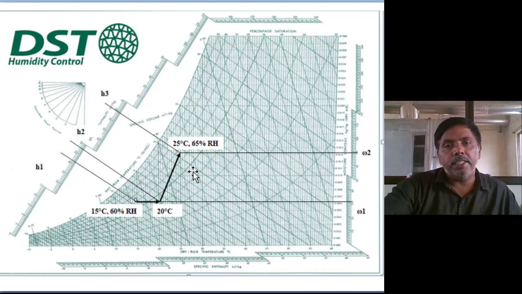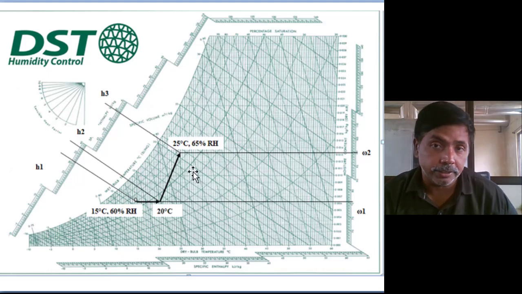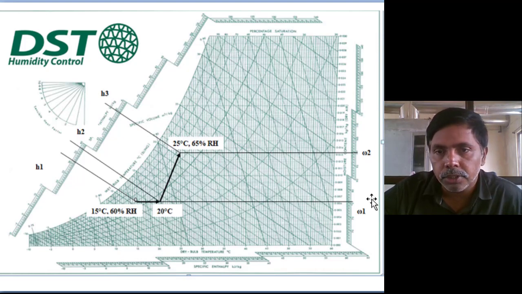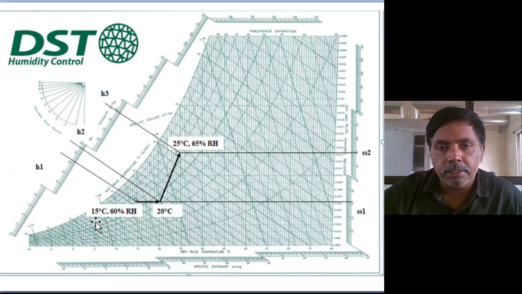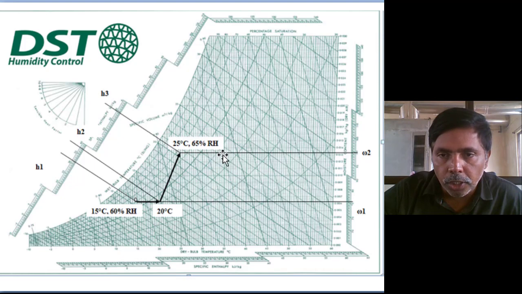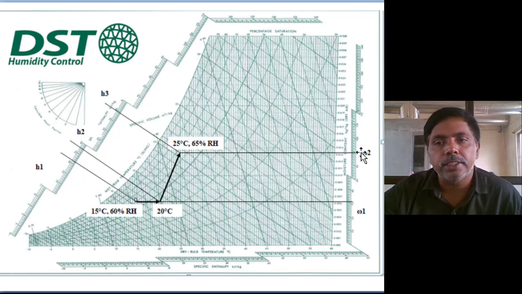And here, how much moisture is added? This is the first question. In sensible heating we are not adding any moisture; the moisture is the same. We determine the moisture content at 15 degrees, 60% relative humidity, or at 20 degrees centigrade, because we are not changing the moisture content during sensible heating. Next, move to heating and humidification at 25 degrees and 65% relative humidity. At this point, how much is the moisture content?